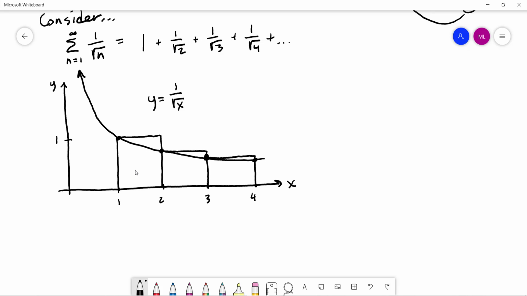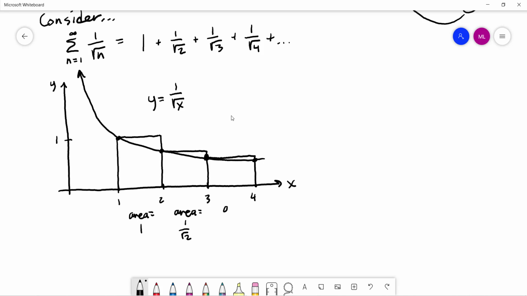What's the area of this first rectangle I've drawn? It has a width of 1 and a height of 1. So the area of this first one is 1. What's the area of the next one? Well, again, the width is 1, and the height is 1 over root 2 by design. That's what we designed this point right here to be, a height of 1 over root 2. So this has an area of 1 over root 2.